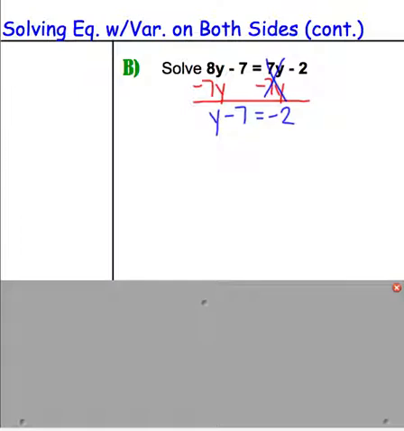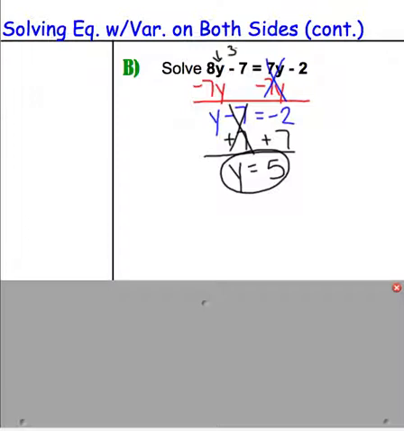Then if I look at this, this one's pretty easy because it's a one-step equation. I'm going to undo minus 7 by adding 7 to both sides. Canceling here, giving me y is equal to negative 2 plus 7, which is positive 5. Now if I check this, 8 times 5 is 40, minus 7 is 33, and 7 times 5 is 35, minus 2 is 33, so we do check out.